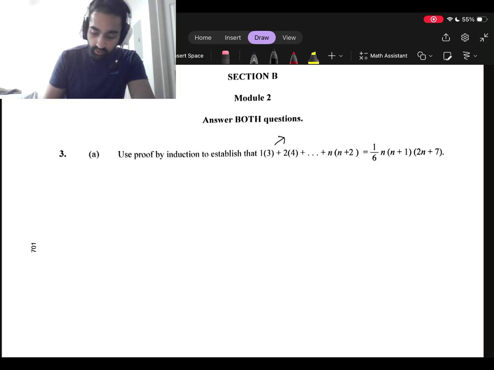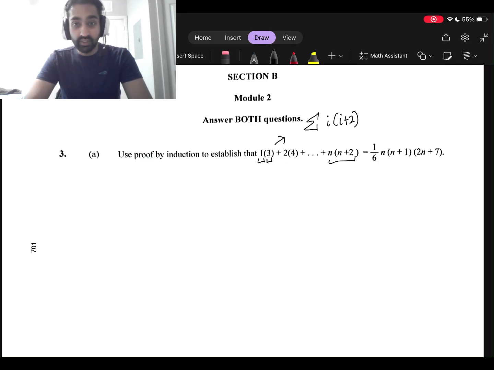What we should do is say, okay, it's going to be a sum. Now, the most important hint is that the last term is n times n plus 2, and every term is something times that same thing plus 2: 1 times 1 plus 2, and then 2 times 2 plus 2. So we see that it should be i times i plus 2.